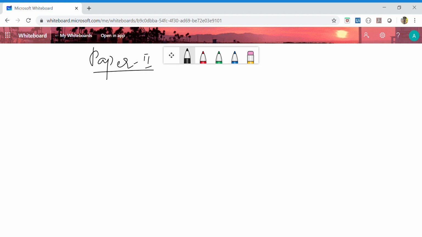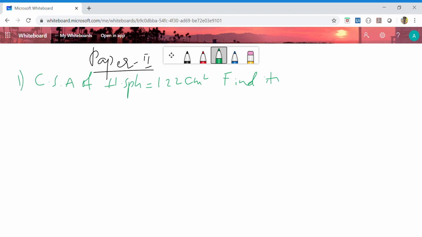Paper 2. So first one, CSA of hemisphere is equal to... the hemispherical wooden block is 122 centimeter square. Then find the total surface area. Find its TSA.